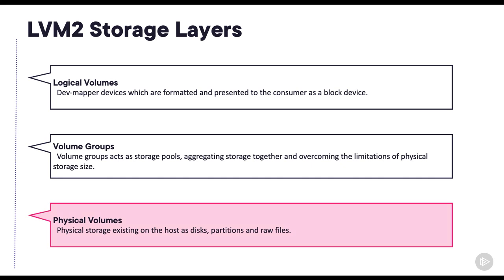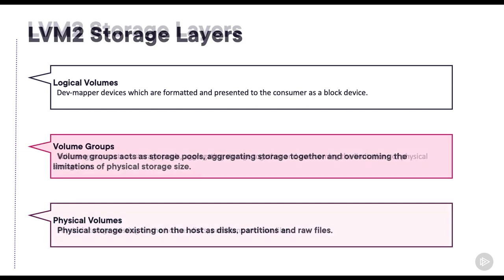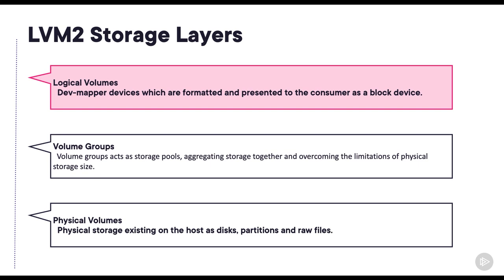Starting at the bottom, when we look at our physical volumes, this represents our physical storage, disks and partitions that we might have on our system. As we said then, we aggregate the physical storage into pools of storage which are named as volume groups. The very top layer, the layer that is presented to our file system, are logical volumes. These consume space from our volume groups.